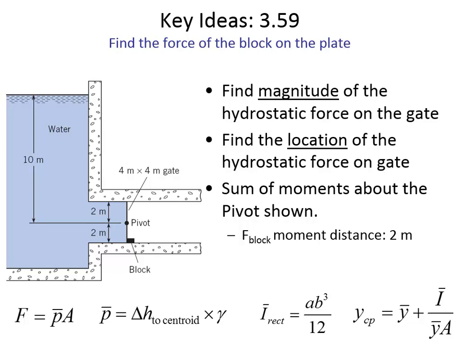That's right. It wouldn't open as long as the water was 10 meters. But remember, if you were filling it up gradually, then when you first started filling it, the YCP would be lower than the Y bar. If the water was just to here, then the centroid would be at the center and the YCP would be two-thirds of the way down. But yeah, if the pivot was at the YCP, then the gate wouldn't open. We wouldn't need the block. Other questions?